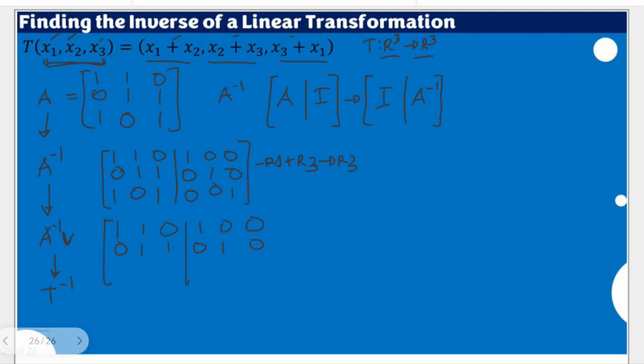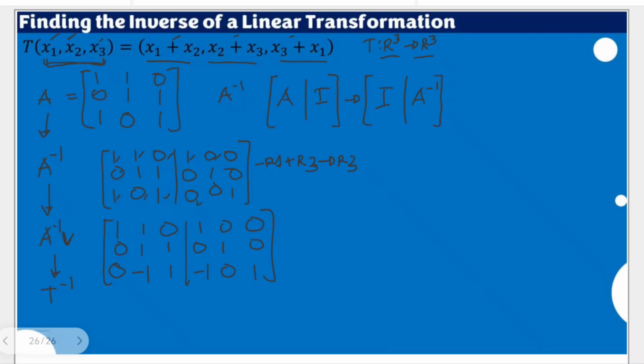Now on row 3, we have negative 1 times 1 is negative 1 plus 0, negative 1. Negative 1 times 1 is negative 1 plus 0, negative 1. Negative 1 times 0 is still 0, so there is still 1 here. Applying the same on the right side, negative 1 times 1 is negative 1 plus 0, negative 1. Negative 1 times 0 is 0, 0 here. There is still 1 here.